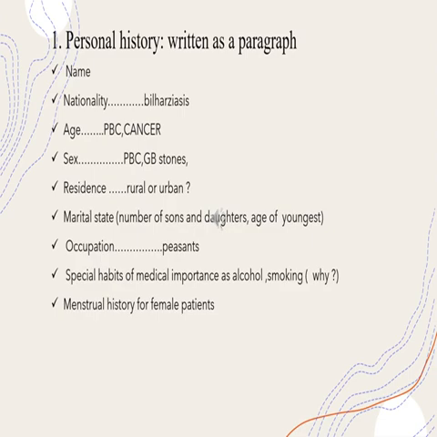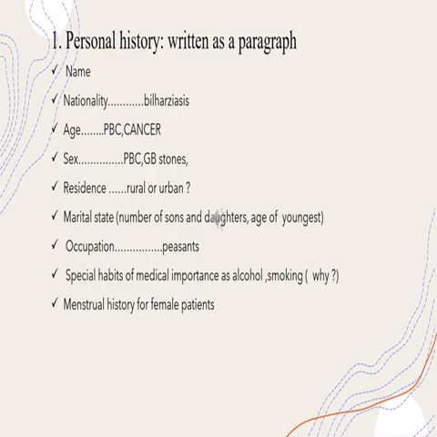The first item, of course, is to take a personal history. To take a personal history from the patient means that you take some items, which you must all keep in your heart and know. You have to take the patient's name, nationality, age, sex, residence, marital status, occupation, and social habits, including habits of medical importance, mostly smoking and alcohol, which you have to ask about. If she is a female, of course, you have to take her menstrual history.